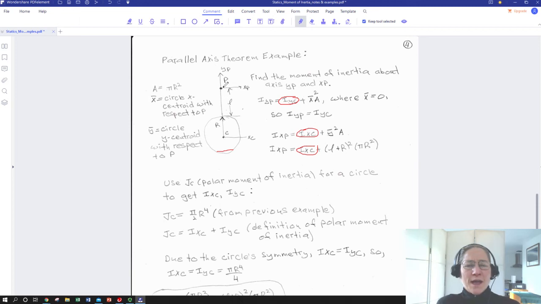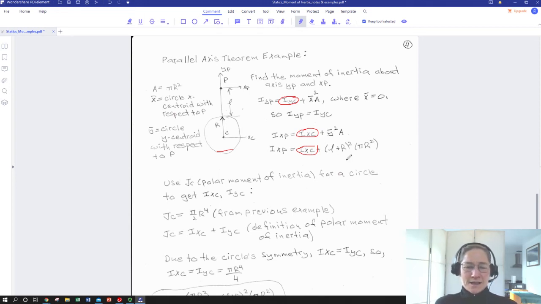But if we're looking at the moment of inertia about the x-axis, we're going to get a big difference, because in this case our offset between those two parallel axes, our y bar, is going to be pretty big. It's going to be r plus L, that's going to be squared. And so that will be added to our pi over 4 r to the fourth.